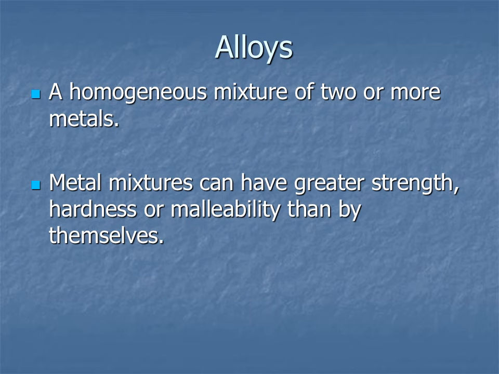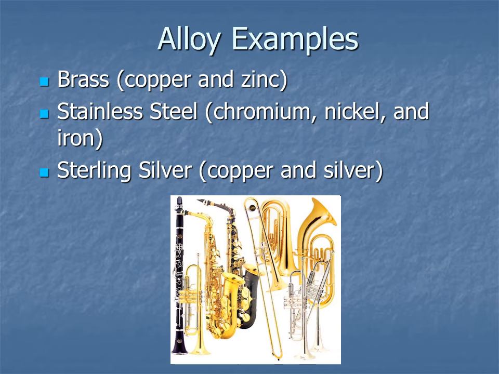Just a couple more things about mixtures. So alloys. Alloys are homogeneous mixtures of two or more metals. So alloys are always metals. And metal mixtures can have greater strength. So the reason that scientists might want to mix metals together is to make them stronger, to make them harder so that they don't break, or more malleable than when they're by themselves.